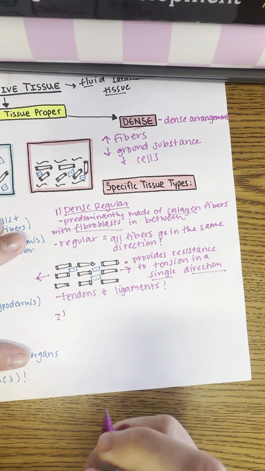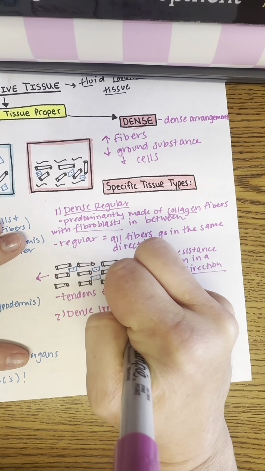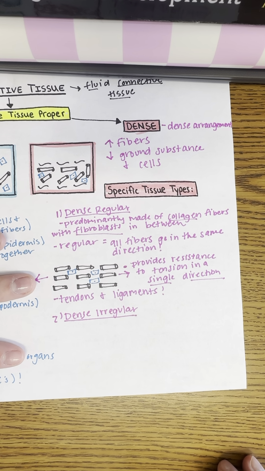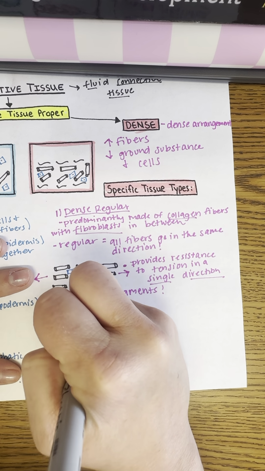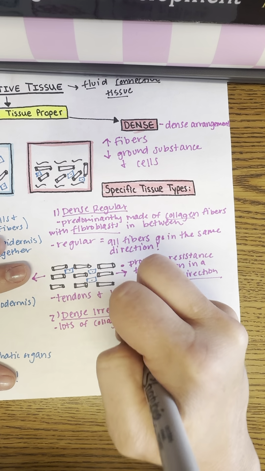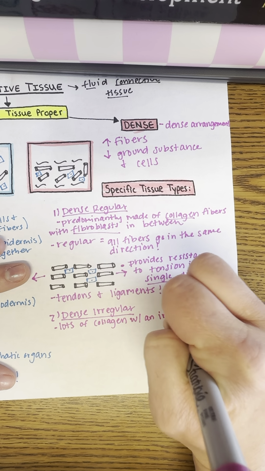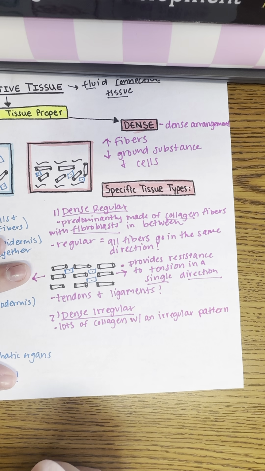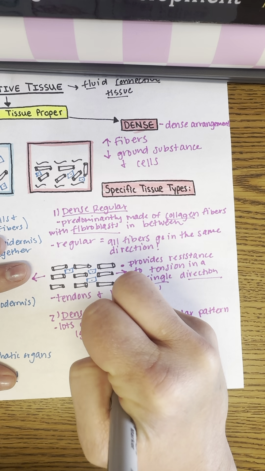All right, our second is called dense irregular connective tissue. A little bit about this type of tissue. It has lots of collagen. So again, pretty strong, but with an irregular pattern. So what does this mean? It can go in all directions.